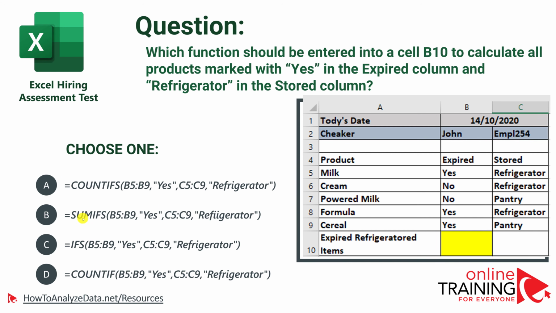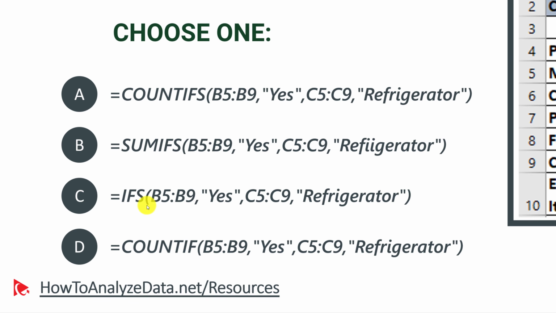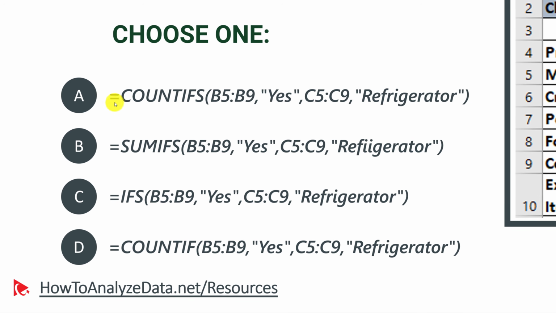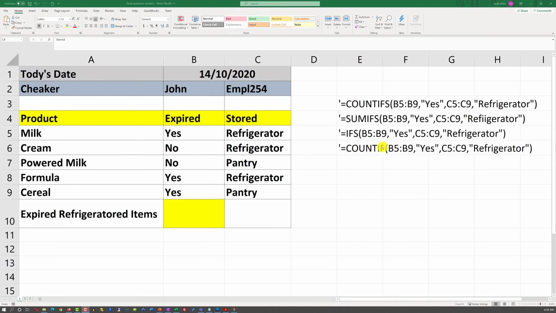Based on this information, we can reasonably exclude choices B and C, because SUMIFS functions as well as IFS functions do not return counts. And the only choices that will work based on our understanding of the question would be choices A and D. So which one is right among A and D? Typically, when you have two choices presented with a very similar set of values, it is the difference in the syntax of the formula between choice A and choice D.